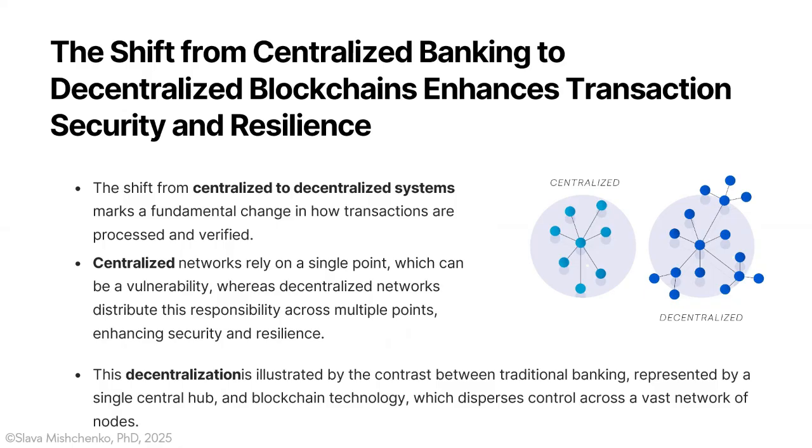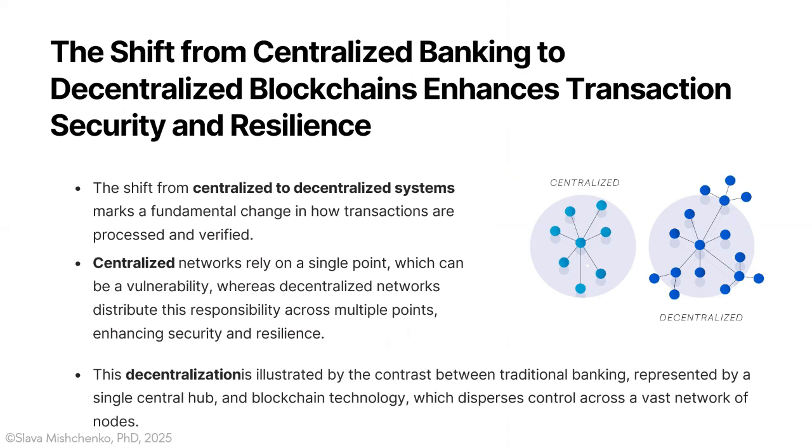In my experience teaching this concept, I find it helpful to use a visual representation, like you can see here in the diagram on the right of the slide. Here you can see how a centralized network channels everything through one hub. That's our traditional banking system. But look at the blockchain network. It's distributed across multiple points, making it inherently more resilient.